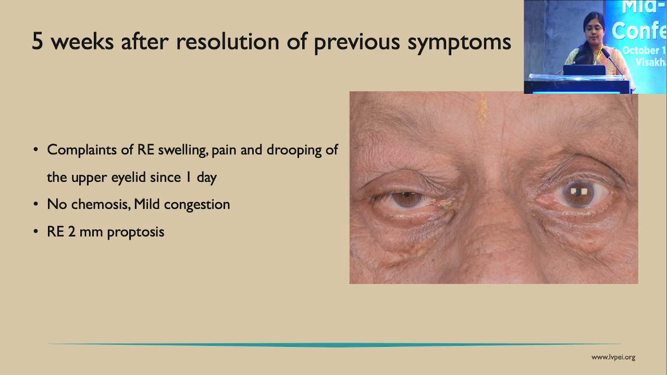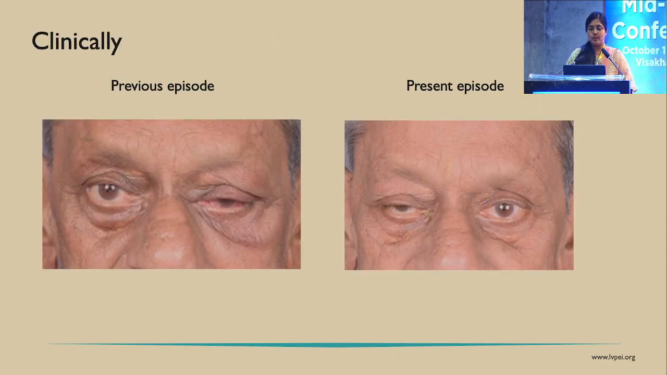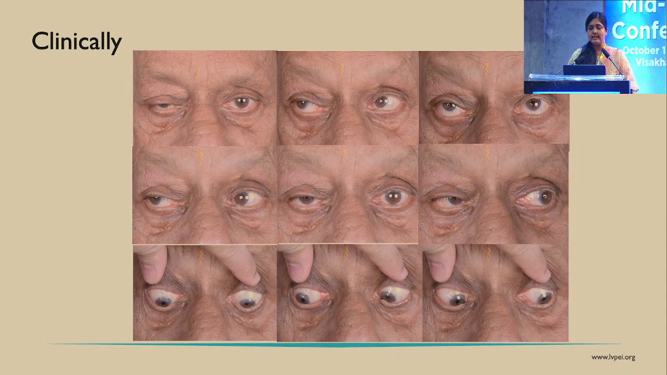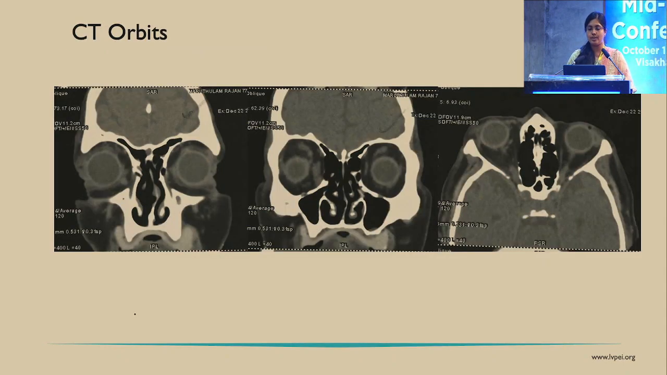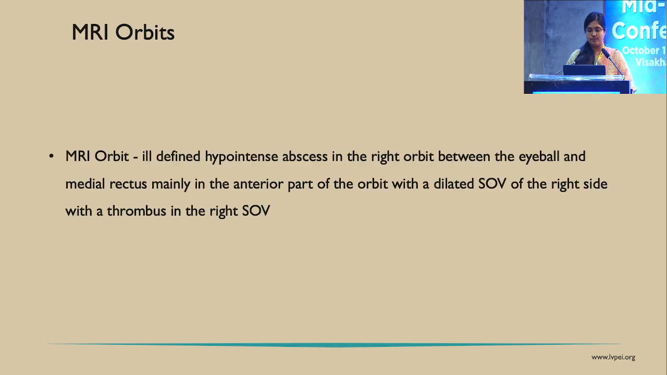After 3 days of this treatment, there was clinical resolution of all the symptoms and extraocular movements were full. After 5 weeks of resolution of previous symptoms, this time the patient presented with swelling, pain and drooping of upper lid in right eye, but this time there is no chemosis and no congestion. There was a proptosis of 2 millimeters. And clinically the extraocular movements were limited in all gazes.